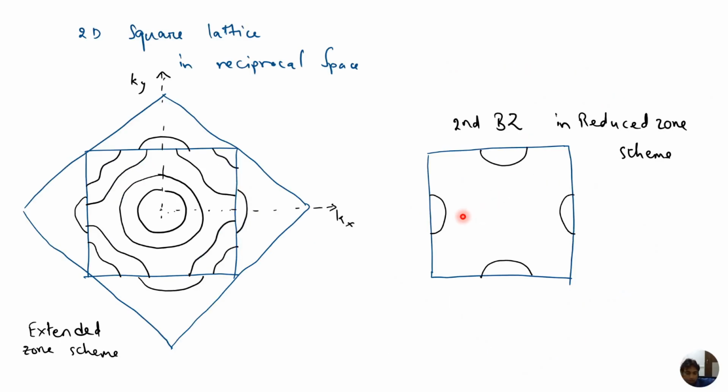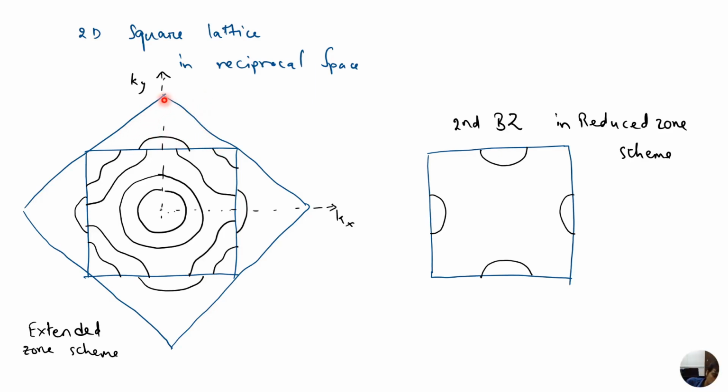Now we had seen that, for example, this is our second Brillouin zone. One more point to understand is that the area of the nth Brillouin zone is the same as the area of the first Brillouin zone. How?